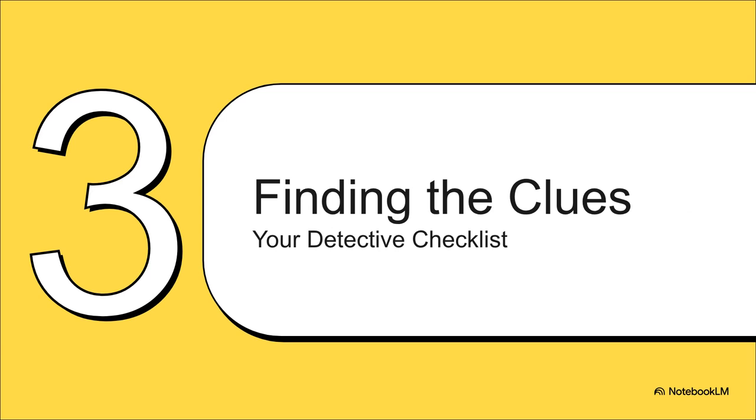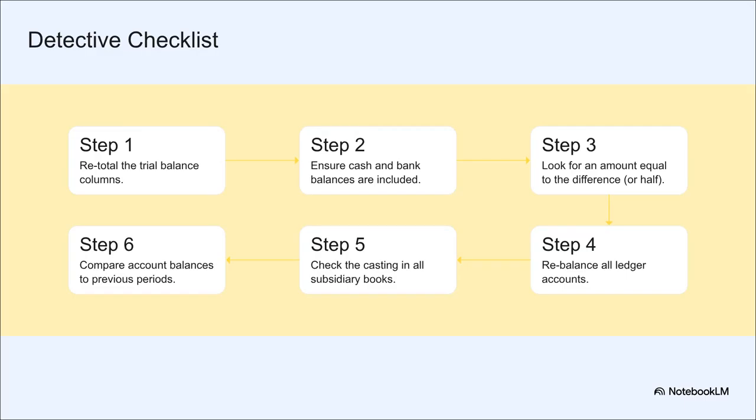A good detective never just searches randomly. No, they follow a systematic checklist to track down the clues. Every detective has a procedure, so let's walk through ours. Step 1, and this is the simplest one, just re-add the trial balance columns. You'd be surprised how often a simple math mistake is the real culprit.